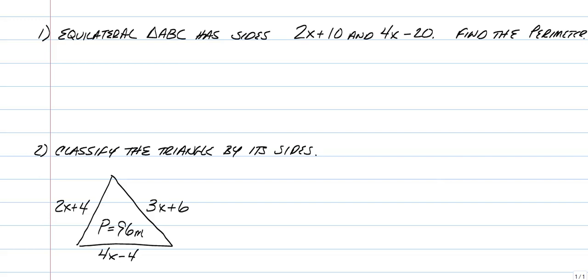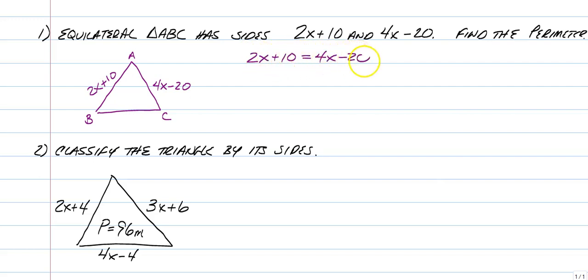So it says that we have an equilateral triangle, ABC, and two of the sides are 2x plus 10, and the other one is 4x minus 20. Notice how it didn't tell me which one was which. Here's the thing: it's an equilateral triangle, so it doesn't matter. All three are going to have the same length. Since these two sides have to be the same, 2x plus 10 is equal to 4x minus 20. That's the equation we will set up because equilateral triangles have three congruent sides. After you solve, you're going to have x is equal to 15.